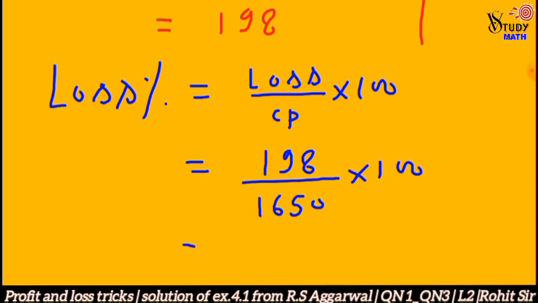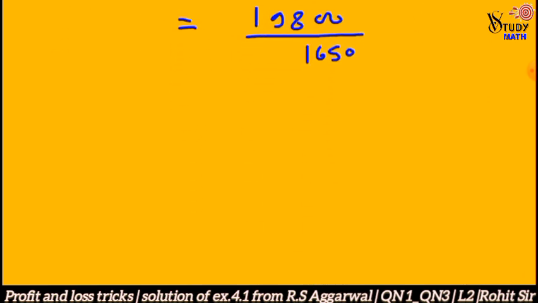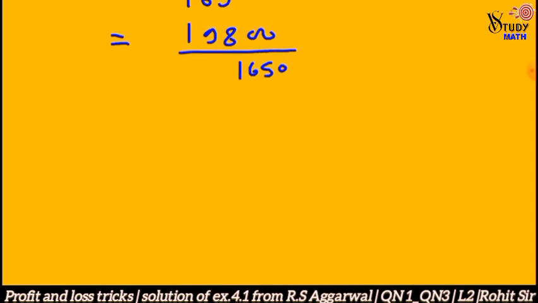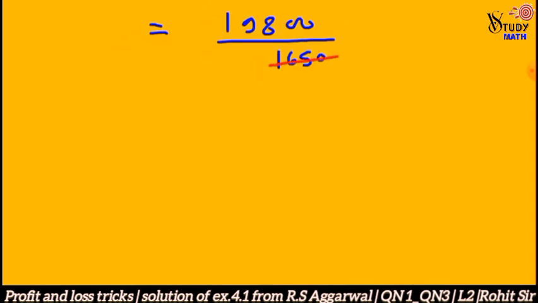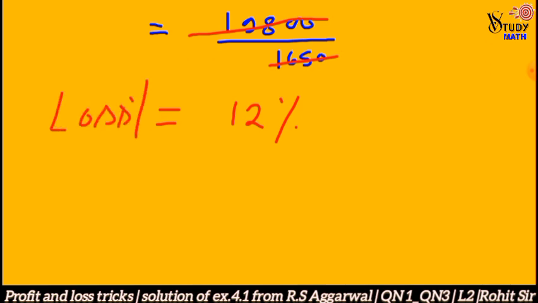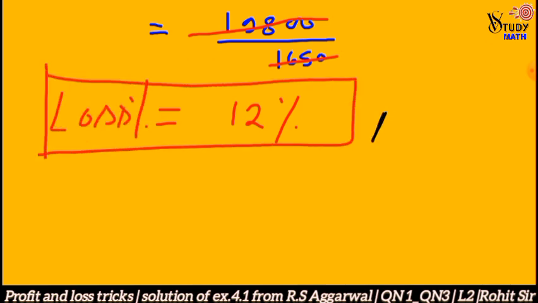Now 19800 is going to be divided by 1650. 1650 goes into 19800 12 times. So it is 12% loss. So what is our loss percent here? That is 12%, and this is the answer of this problem. Let's move to the next problem.